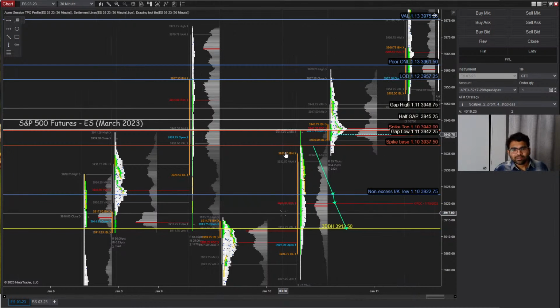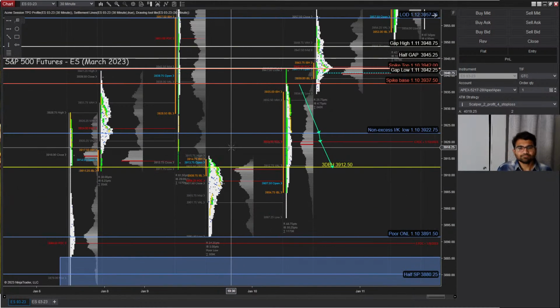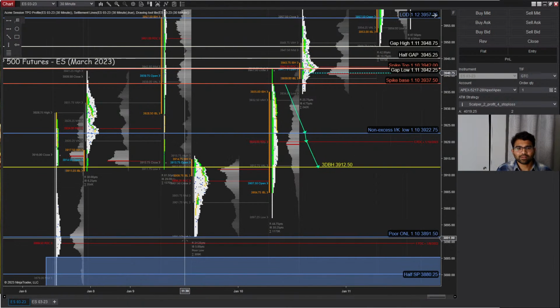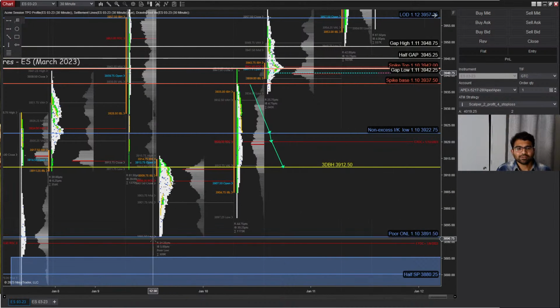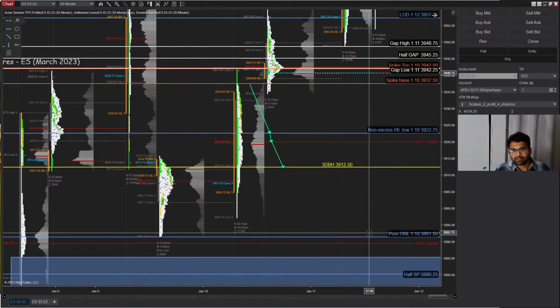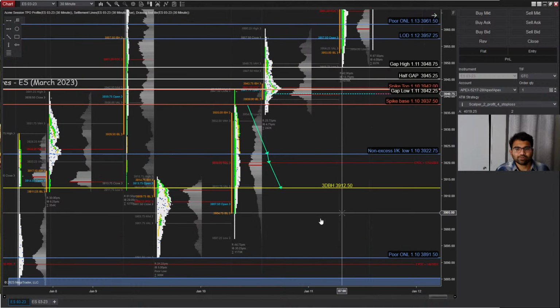Then in the overnight session of Tuesday, we formed a P profile. Even though we opened slightly below Monday's close, the inventory was too short. As you can see here, the P profile in the overnight session, and then we had a poor low, so I marked it as a poor low.